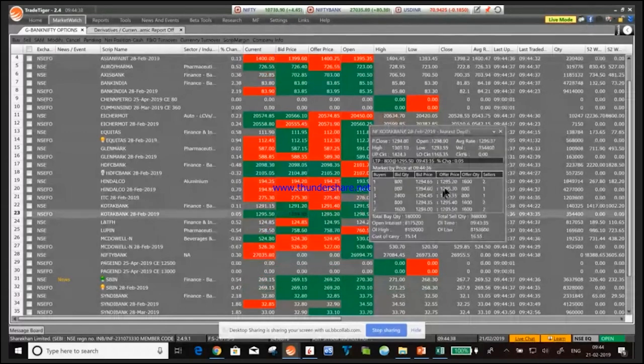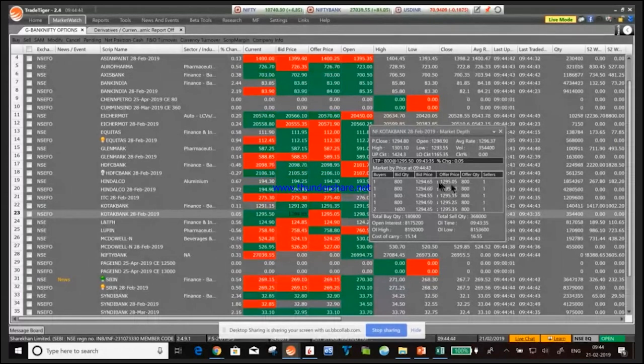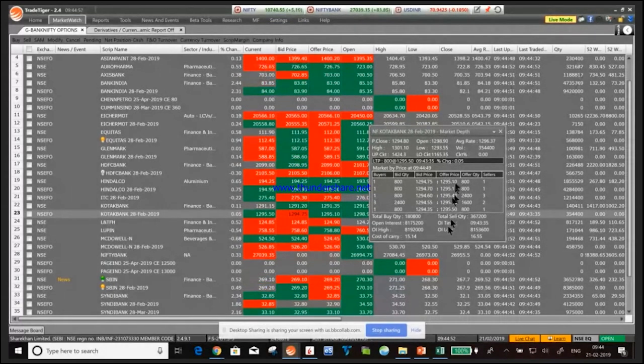Now if you see this, the bid is 94.65 and the ask is 95.5. That's a 50 paise spread. The spread is the difference between these. You have to look at what somebody wants to buy at and what somebody wants to sell at. The difference is what is called a spread.